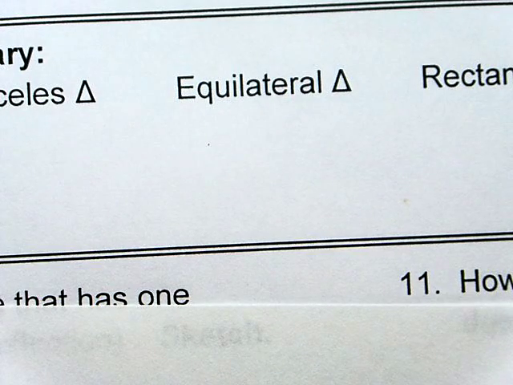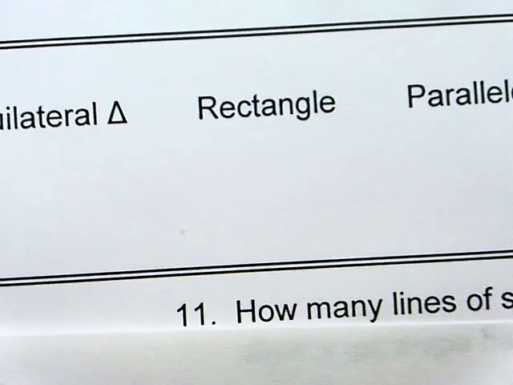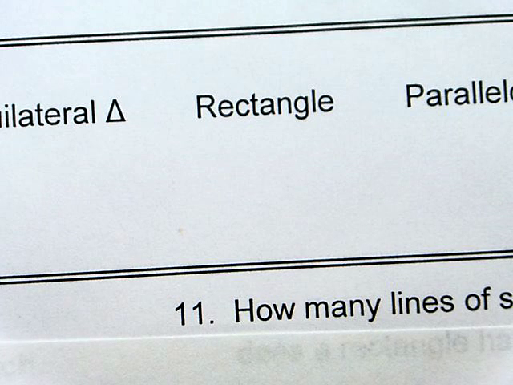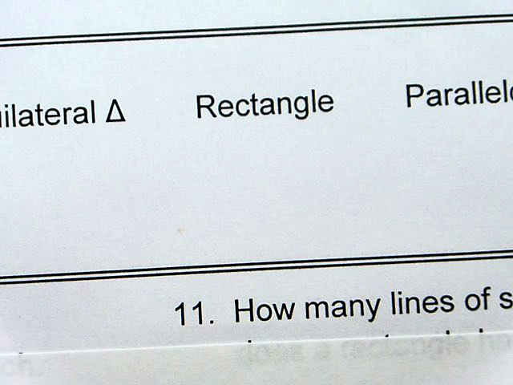Next vocabulary word is rectangle. I think most people have seen a rectangle, but just in case you've not seen one before, you're not quite sure what it is. A rectangle is a quadrilateral, so it is a 4-sided figure, and it is a 4-sided figure in which all 4 angles are right angles.